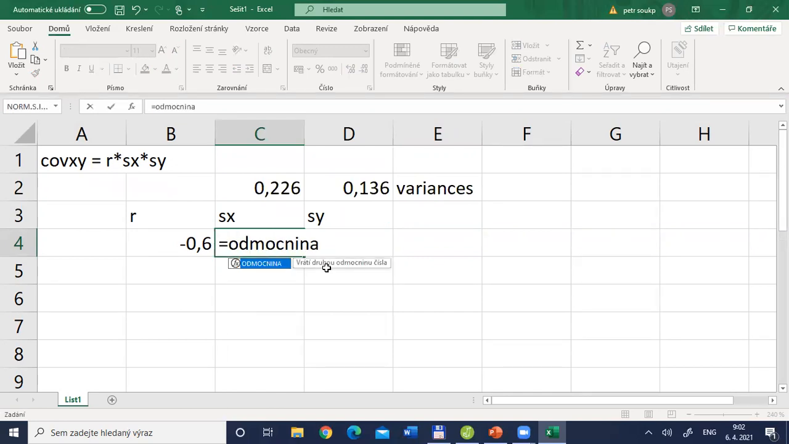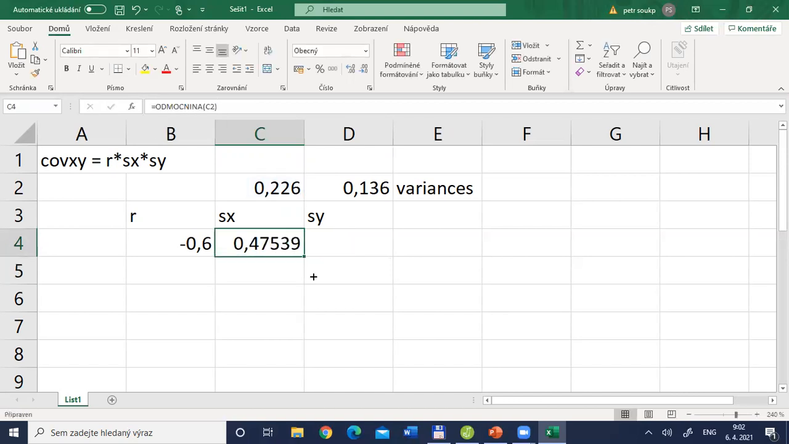In English Excel, you would type sqrt, or you can use a calculator on your mobile phone. So I would take the square root of this value and the square root of the second variance as well. So the square root for the first variable is 0.47539, for the second 0.36878. And now I will only apply this formula. So it means correlation, this value, multiplied by this value and multiplied by this value. So here I'm computing the covariance.